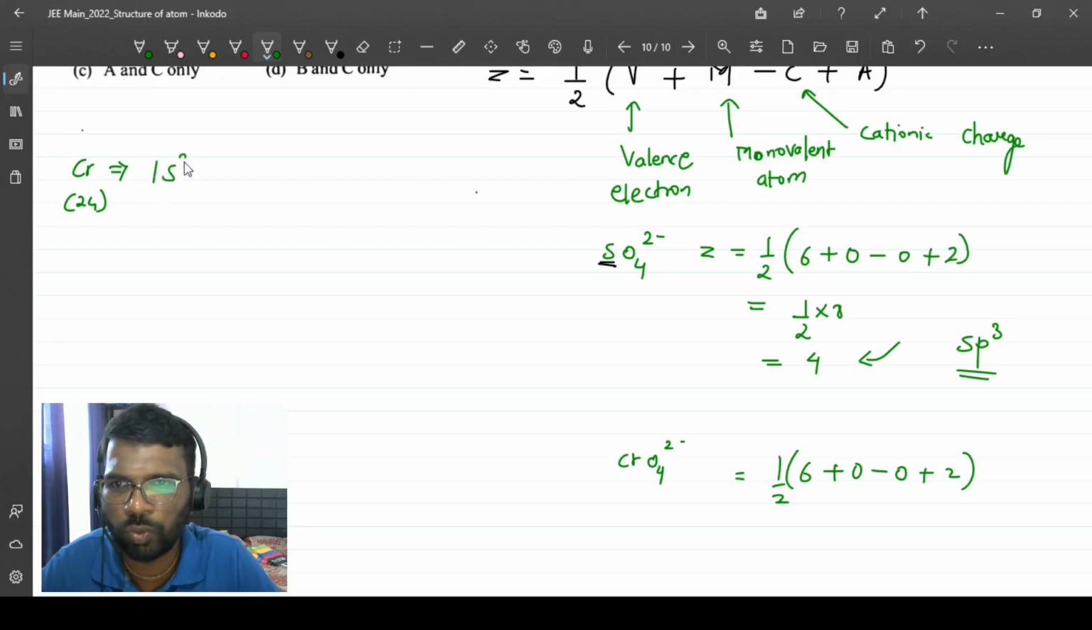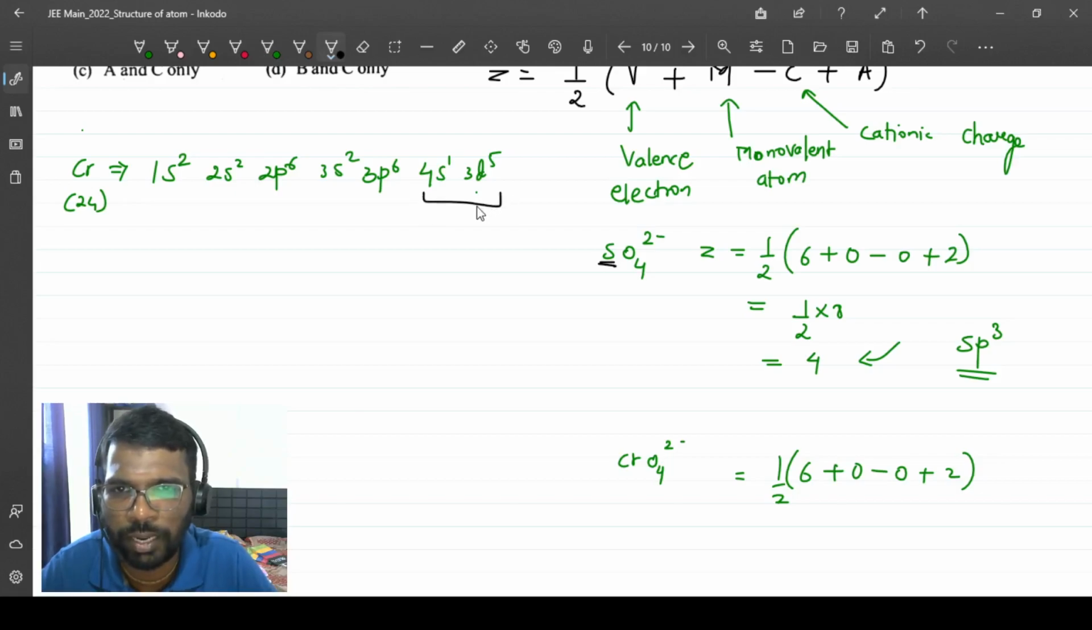the electronic configuration is 1s2, 2s2, 2p6, 3s2, 3p6, 4s1, and 3d5. Here we consider this as 6 valence electrons, because till here this completes the noble gas configuration, right? So this completes the electronic configuration of argon: 18 electrons. So these are my valence electrons.